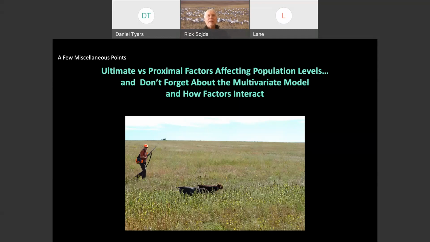And before I forget, don't forget about the multivariate model and how ultimate and proximal factors interact. We know that the ultimate factor, and we're going to talk more about this for pheasant numbers, is good habitat. But proximal factors like weather also contribute. And remember that the number of birds that you see this fall, for instance, are not just based on what happened that year, but also based on the number of birds that have been there for the last few years and how that population sustains itself.